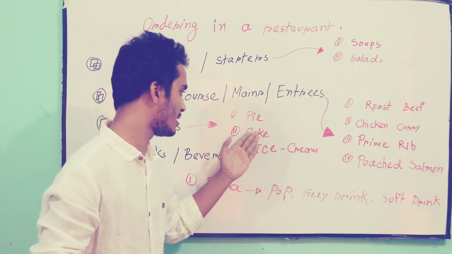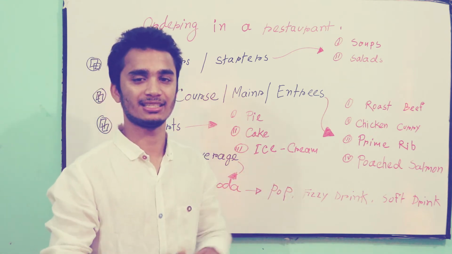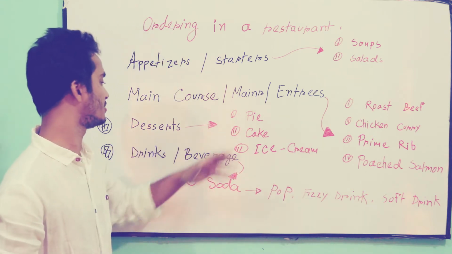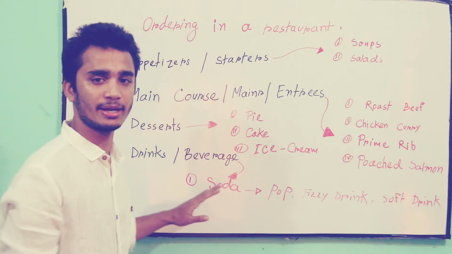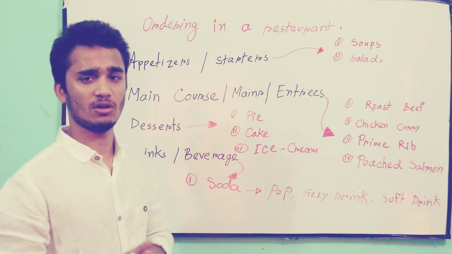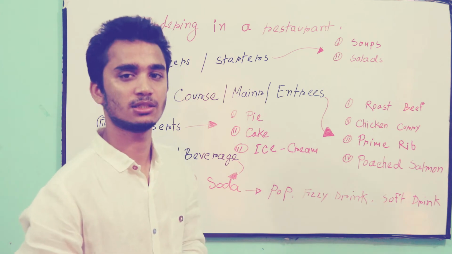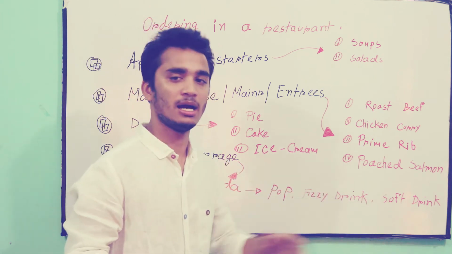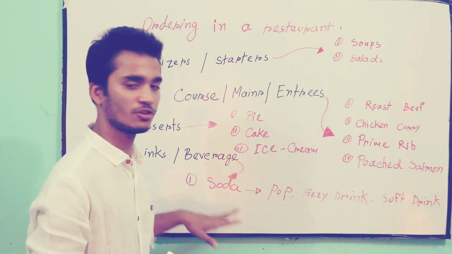Desserts have pie, cake and ice cream. Those are the sweet things in the desserts. And also if you like ordering a beverage or drinks, all drinks are called soda, and soda is also called pop, fizzy drinks, soft drinks and cold drinks. All kinds of drinks are called soda.